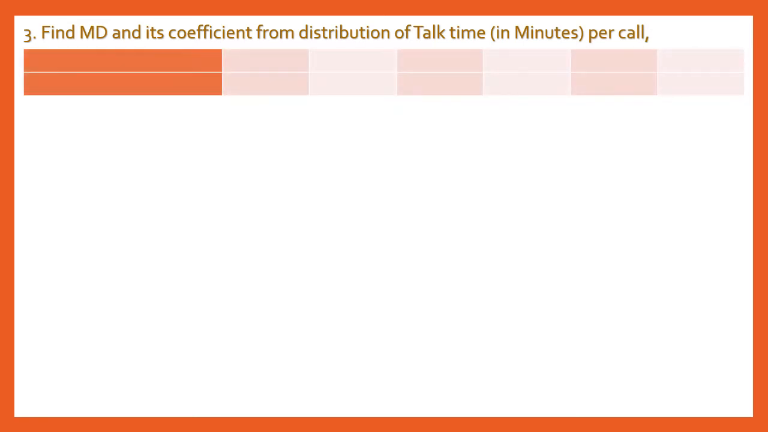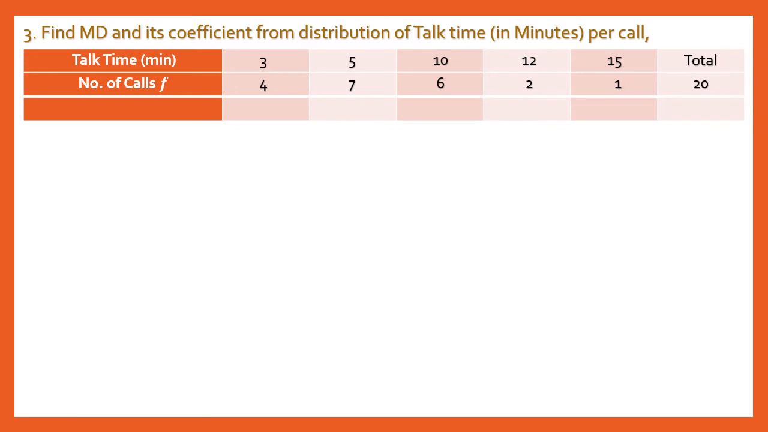Now the question is given as talk time in minutes and number of calls, that is frequency. Talk time in minutes is given as 3, 5, 10, 12, 15 and then total. The calls are given as 4, 7, 6, 2, 1 and the total is 20. What we are going to do next, because variable x is given and frequency is given, is just multiply them to calculate our mean, fx.